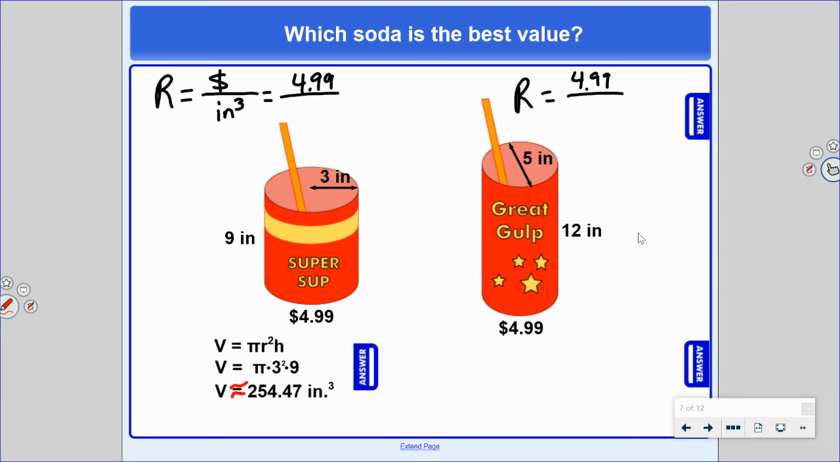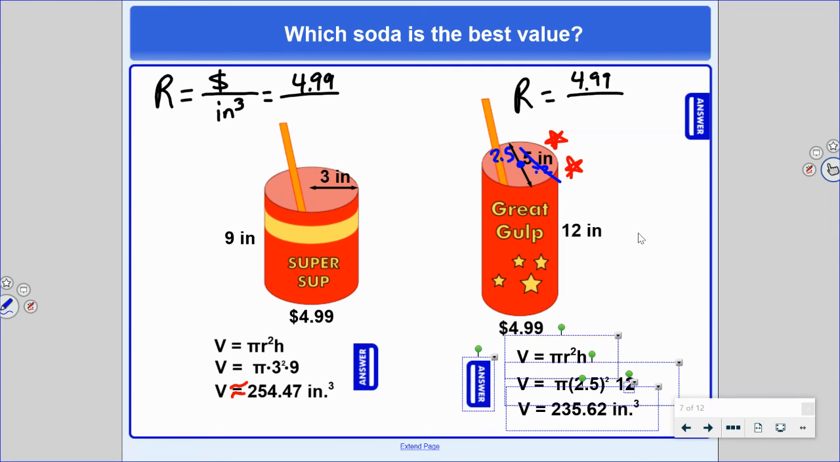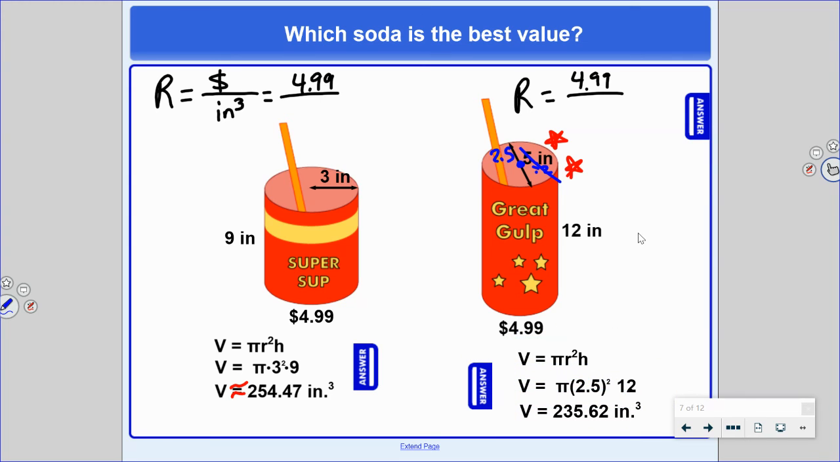Onward to the left, where, whoa, mayday, mayday, alarm bells going off. Notice that 5 inches is not a radius. So we're going to have to take that 5 inches and divide it up into 2 parts to get a radius of 2.5. So we end up with pi times 2.5 times another 2.5 times 12. And when you multiply that, you would get 235.62 cubic inches.